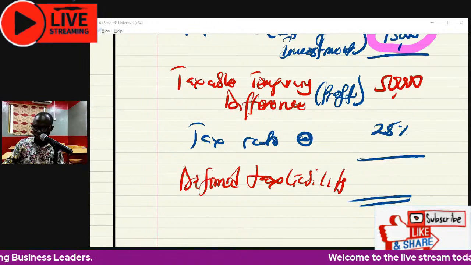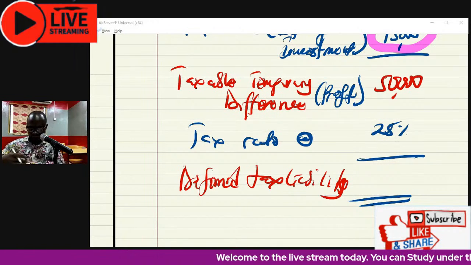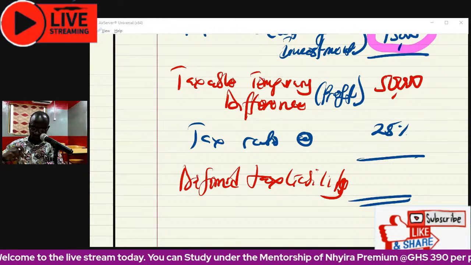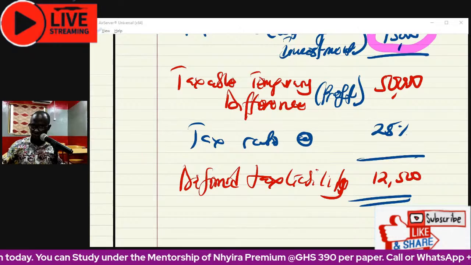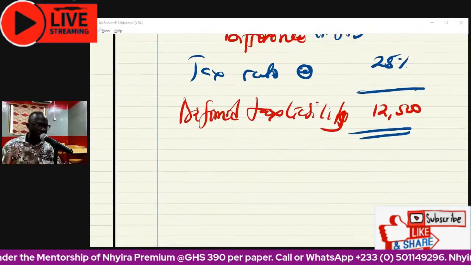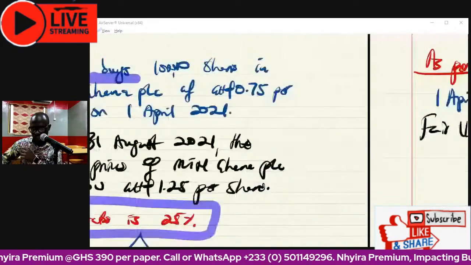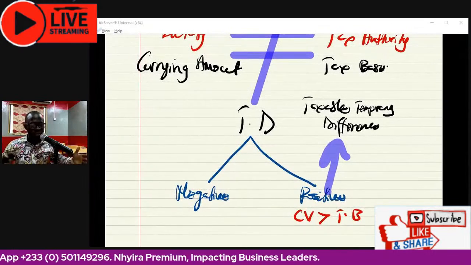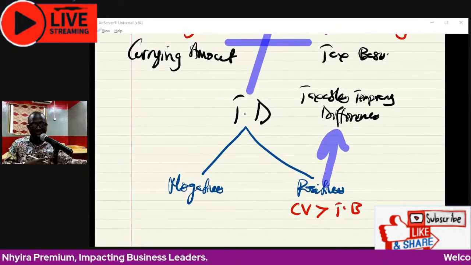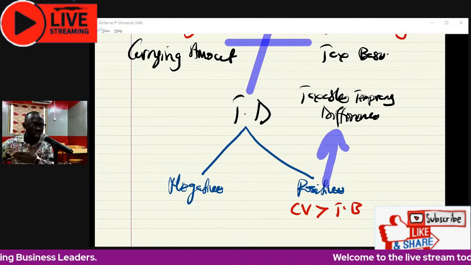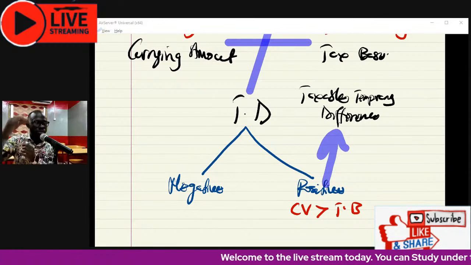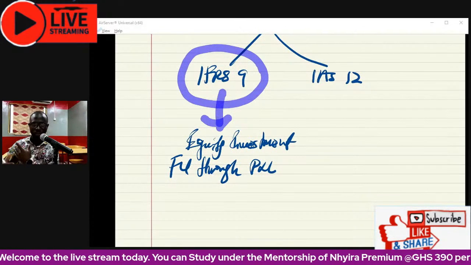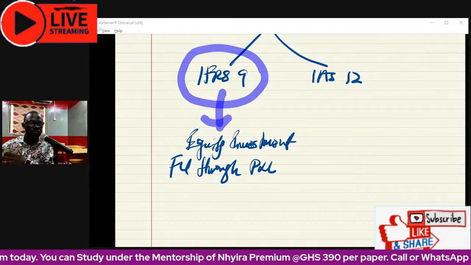That gives us the deferred tax liability. So 25% of 50,000 is 12,500. So that is the deferred tax liability. That's what I'm illustrating to you in this diagram here: when the temporary difference is positive, which means the carrying value of the asset is greater than the tax base, it results into what? Taxable temporary difference. And this is just one example where you are seeing IFRS 9 in town, but there is an IAS 12 along with it.